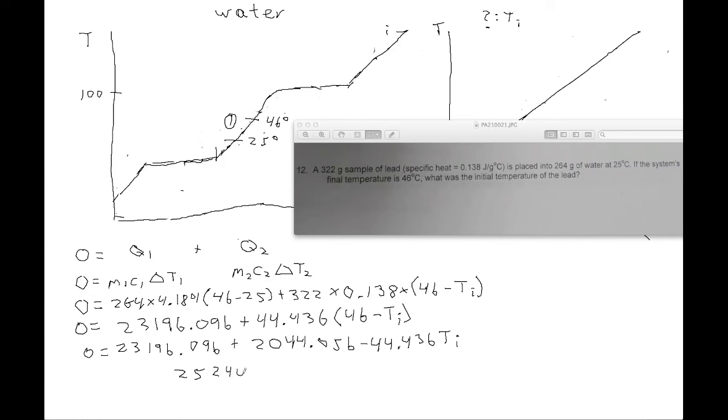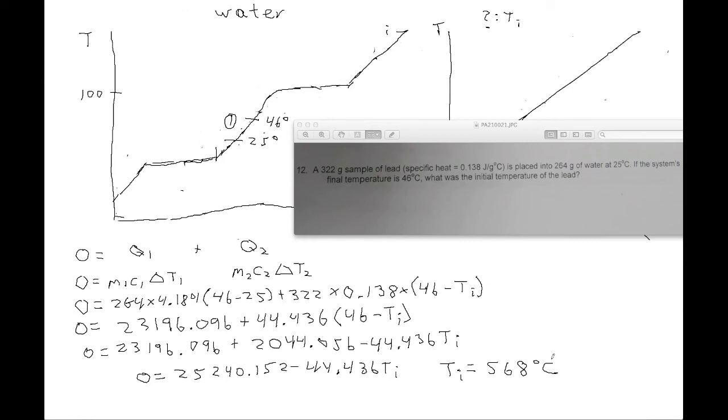And then you can add 44.436 TI to both sides. And then that's 25,240 divided by 44.436 is equal to TI, 568 degrees Celsius, which is the initial temperature of the lead. Does that match your prediction?